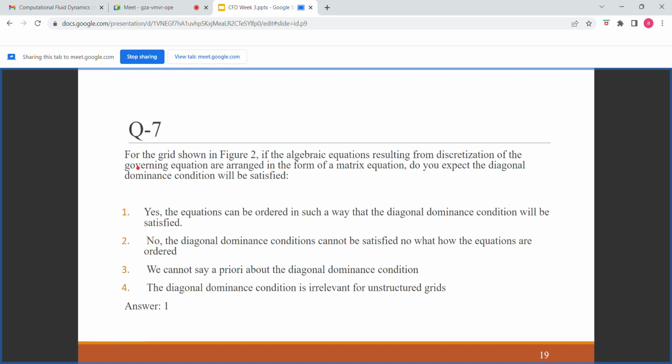It is asked that if the algebraic equations resulting from the discretization of the governing equations are arranged in the form of a matrix equation, were we expecting any diagonal dominance condition to be satisfied?